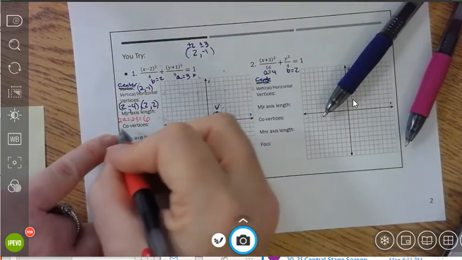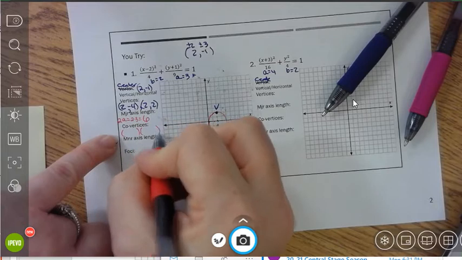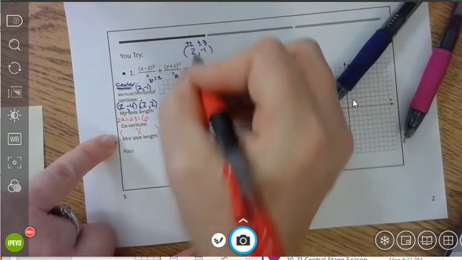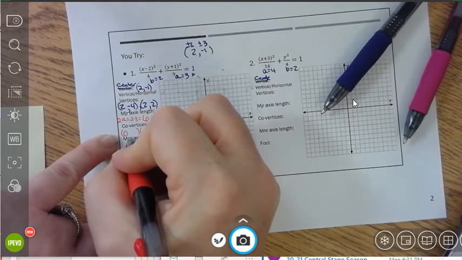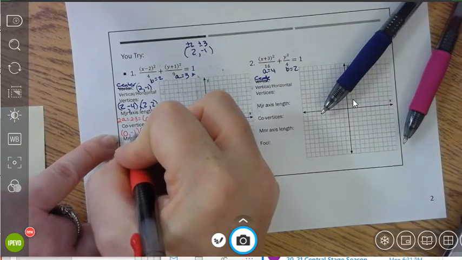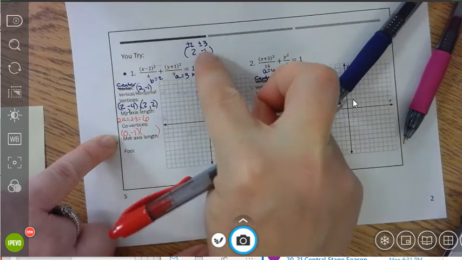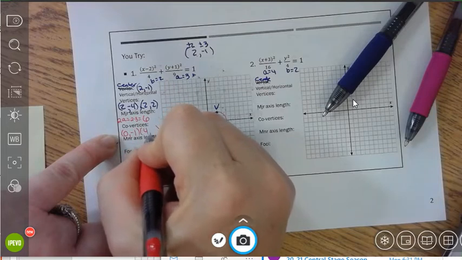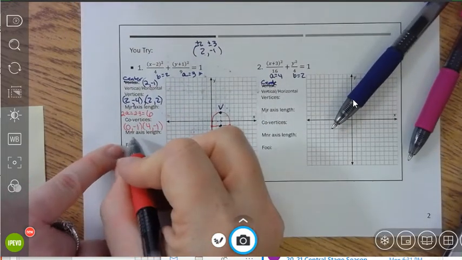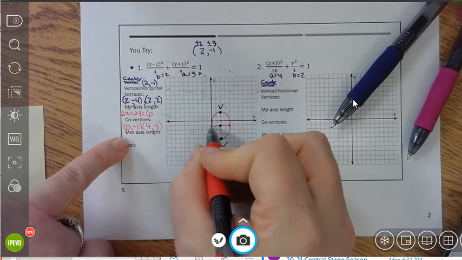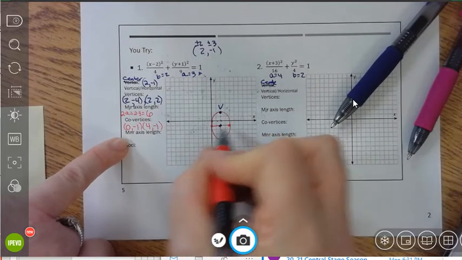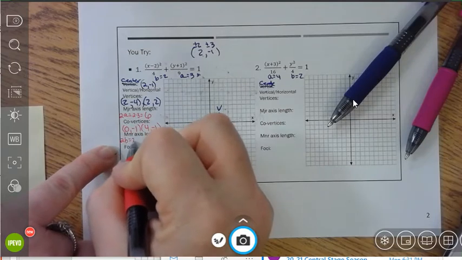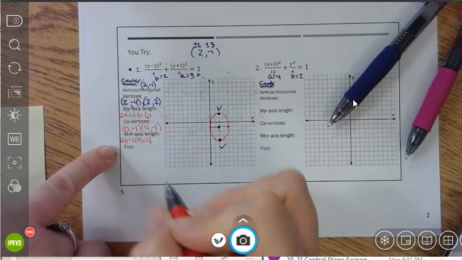Co-vertices, where are they located? Well, I just did them. They're 2 away, 2 away. So if I take negative 2 plus 2, I get 0. So that's my x part, and the y stays the same as the original. Okay? And then add 2, I get 4, negative 1. My minor axis length is 2 here, 2 here, total of 4. It became 2 times b, which is 2 times 2, which is 4.